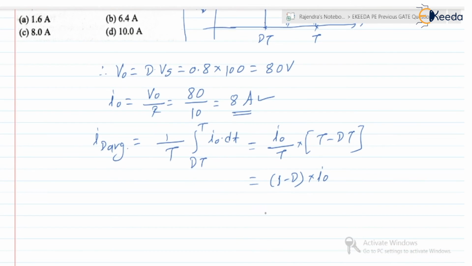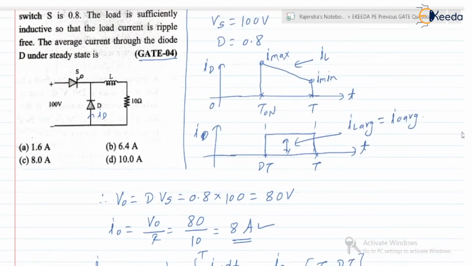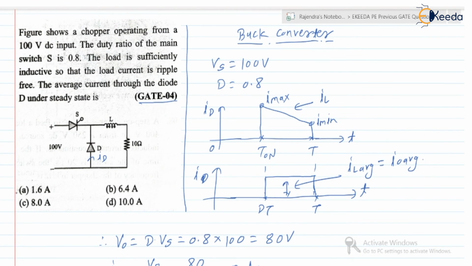Now from this we can write it is equal to (1 minus 0.8) into I0. I0 is 8 ampere. So 1 minus 0.8 into 8 ampere, it is 0.2 into 8, so it is 1.6 ampere. This is the average value of the diode current. So ID average is equal to 1.6 ampere. If you check the options, the correct option is option A.